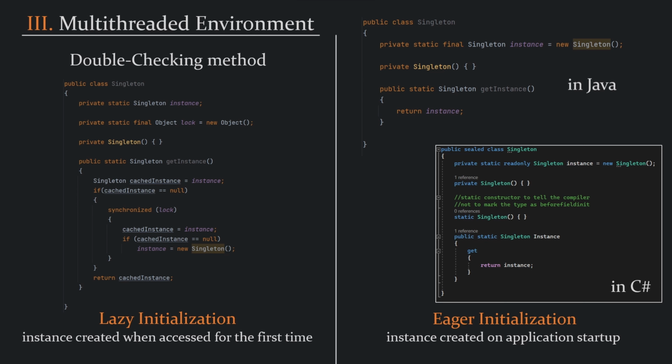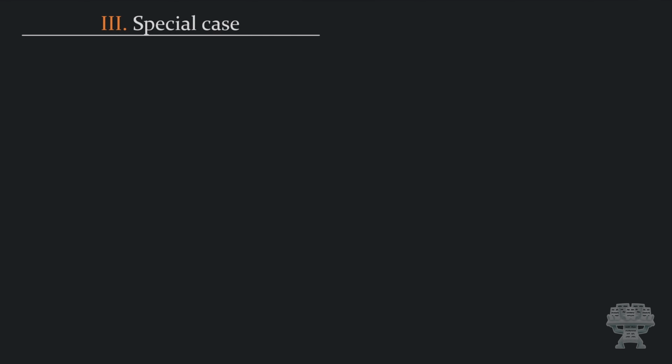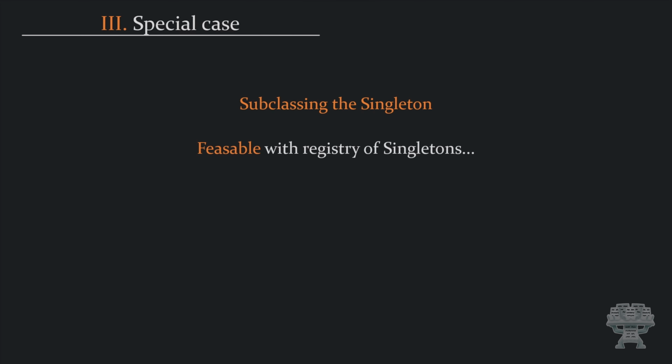In this case, it might be smarter to use the lazy technique as to avoid the unnecessary workload on startup. Now, as a special case, I wanted to mention subclassing the singleton. Some people would argue this breaks the pattern completely, but this isn't necessarily true. The Gang of Four book does mention a couple of solutions for it. The most feasible one involves creating a registry of singletons. But the question arises, is it really worth it? And the answer is, probably not.